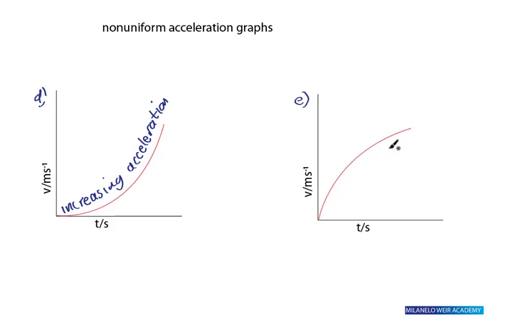With this one, the slope is decreasing. For the graph E, the slope is decreasing, therefore decreasing acceleration. That's it with graphs, decreasing acceleration for E, right?